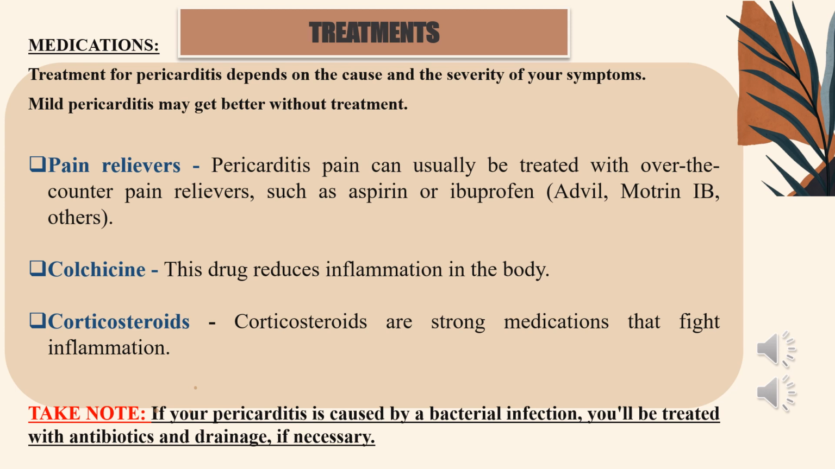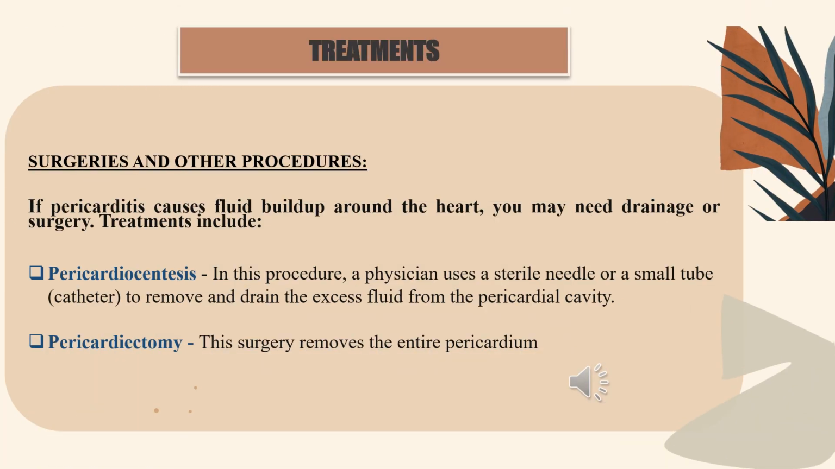The last medication, corticosteroids. Corticosteroids are strong medications that fight inflammation. The physician may prescribe a corticosteroid such as prednisone if your symptoms don't get better with other medications or if your symptoms keep returning. Take note, if your pericarditis is caused by a bacterial infection, you'll be treated with antibiotics and drainage if necessary. Surgeries and other procedures. If pericarditis causes fluid buildup around the heart, you may need drainage or surgery.